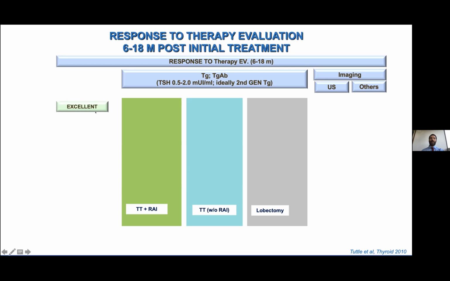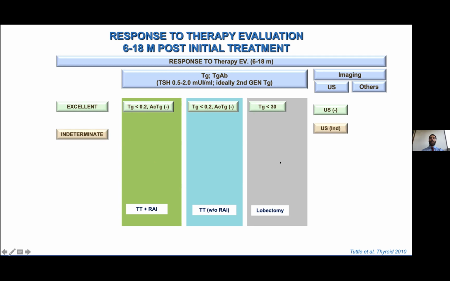We will classify the patient as excellent responder to therapy when ultrasound was negative, thyroglobulin was below 0.2, and thyroglobulin antibodies were negative in patients with total thyroidectomy with or without radioactive iodine treatment, and thyroglobulin less than 30 when they had only lobectomy.